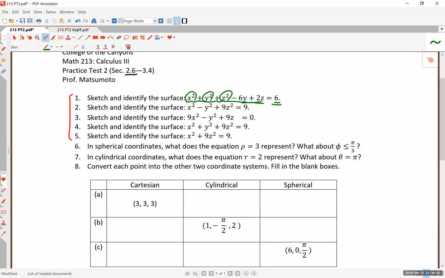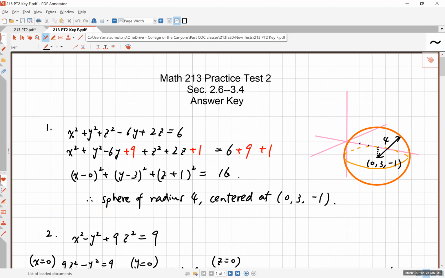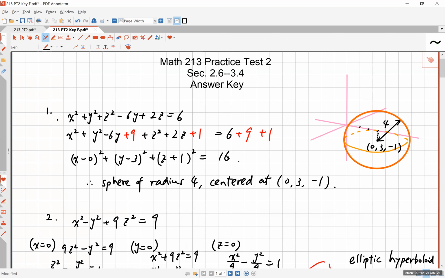And so you can go to practice test 2 key, which will look like this. You can also download this and even print this out if you'd like from that same module, the module entitled test number 2. All right, and so here's your starting point. And what do you do? Well, you do completing the square.